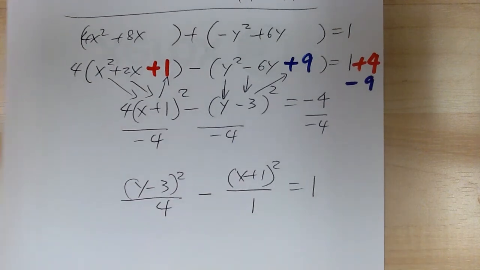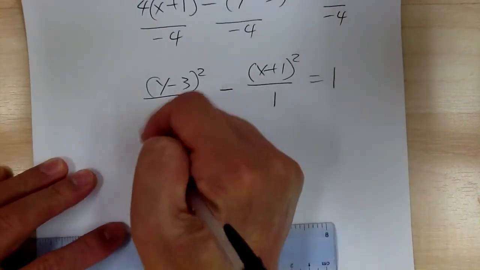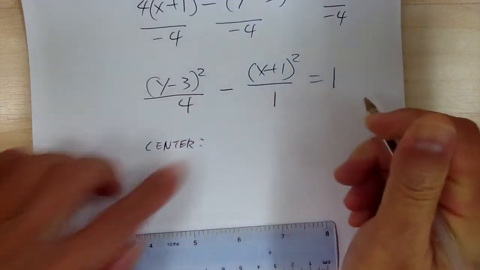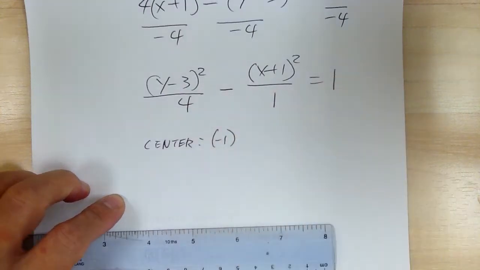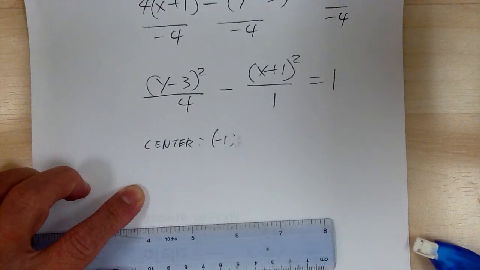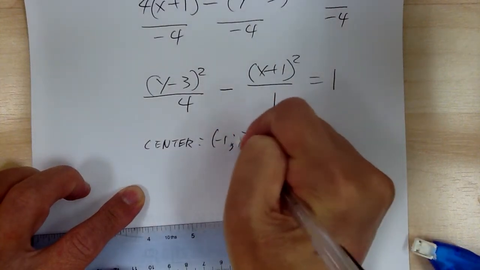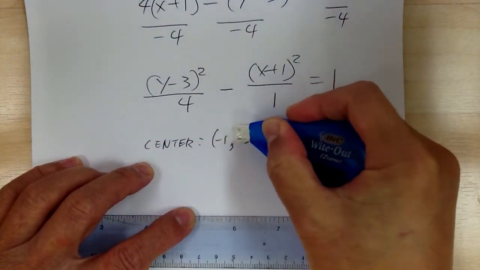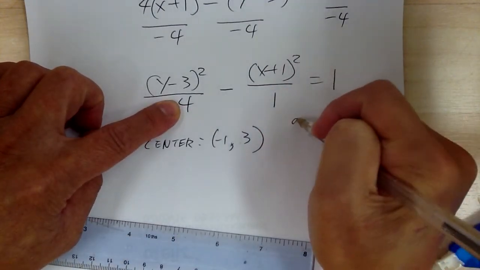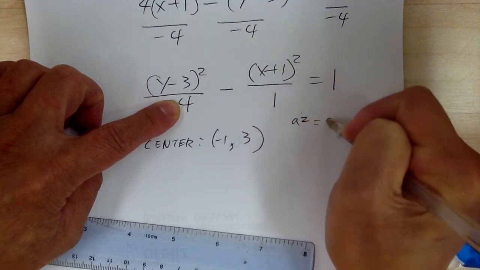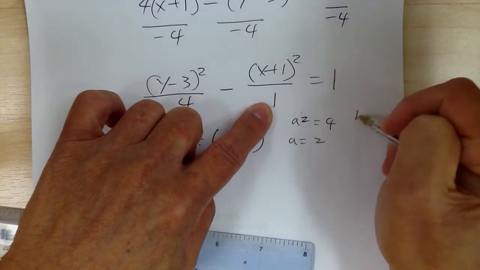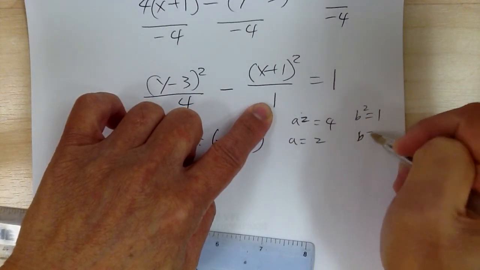Now you have to draw that. Your center is going to be at negative 1, 3. And your A squared equal to 4, so A equal to 2. And B squared equal to 1, so B equal to 1.